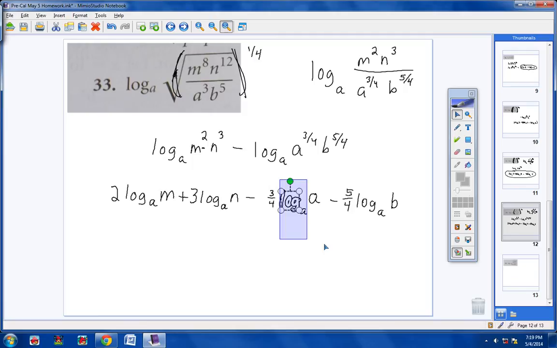So I'm going to grab this log base a of a, pull it down, and I'm going to set it equal to x. I'm going to write it exponentially, so I would get a equals a to the x. There's a 1 here, so x has to equal 1. So where this x is really a 1, log base a of a equals 1.